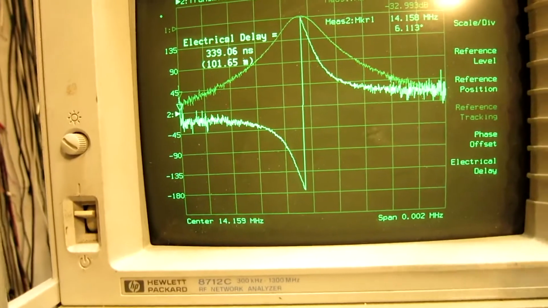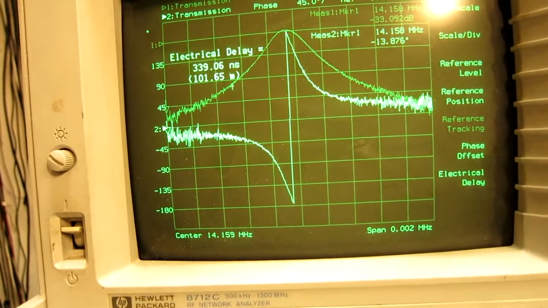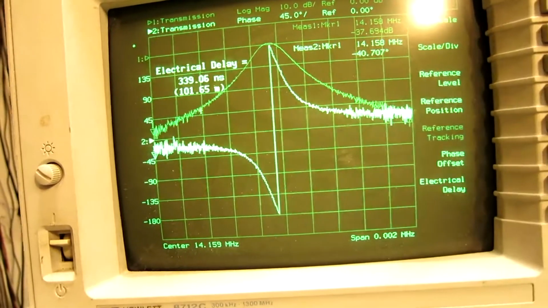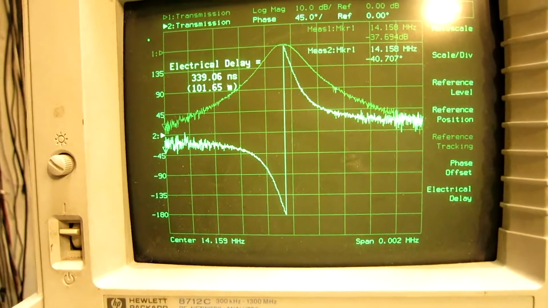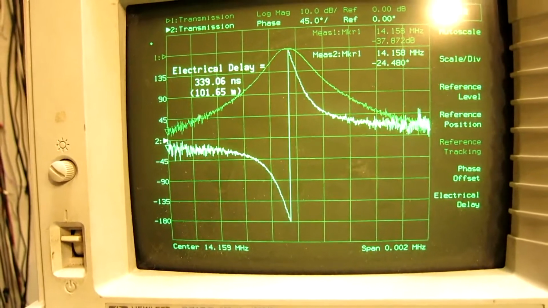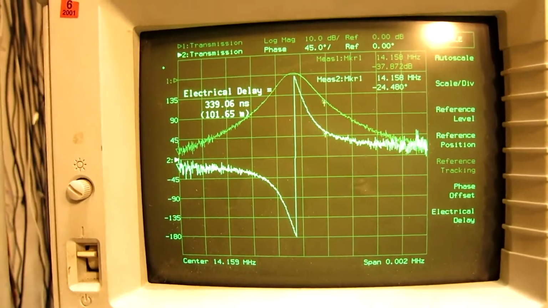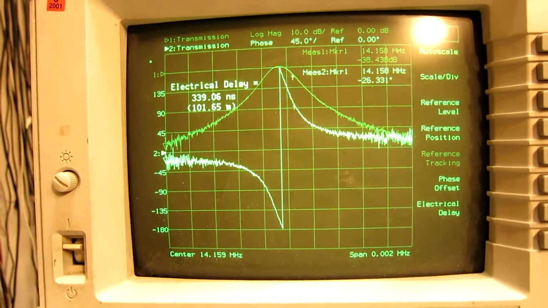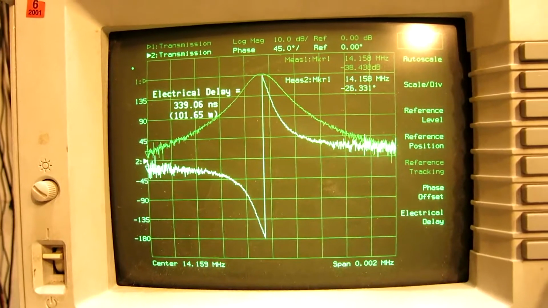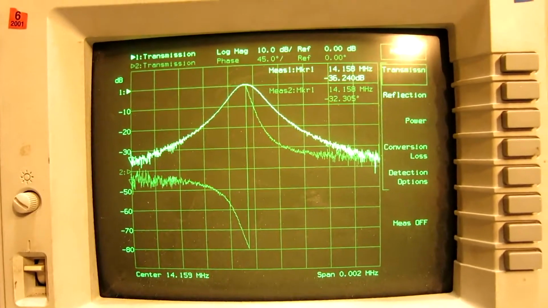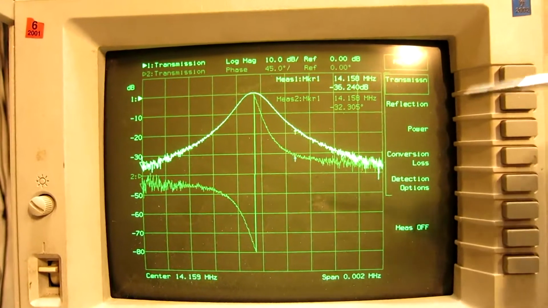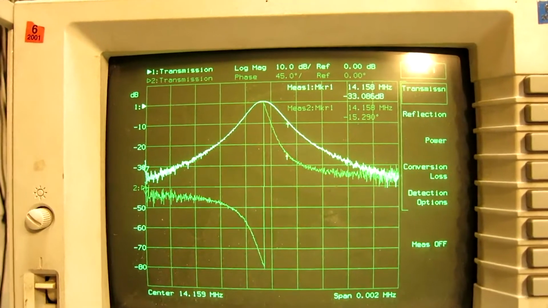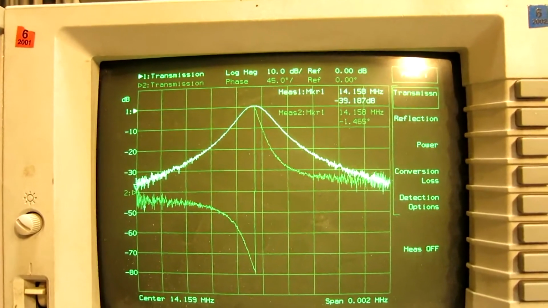The sweep width, the span, is 2 kHz. And you can see the phase switches at the point where the signal is maximum. And the attenuation is 20 decibels because of the directional coupler. So the network analyzer, which indicates 0, actually means that the gain is about 20 decibels.